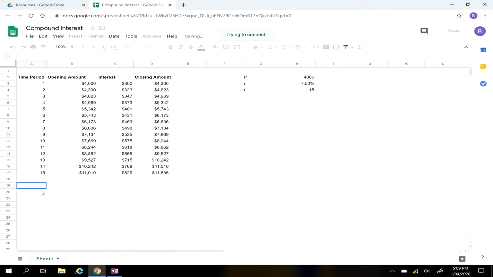Therefore, the account or the investment would finish with a value of $11,836 after 15 years. And that would tie it up.